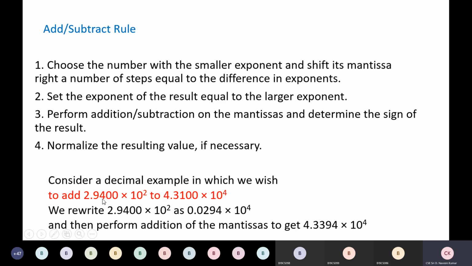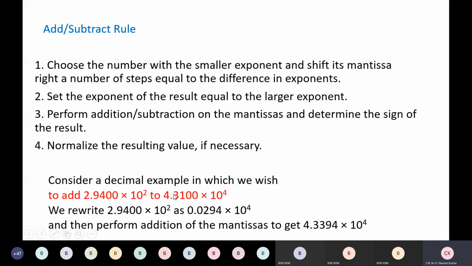So the given numbers are these 2 numbers: 2.9400 times 10 to the power 2, and this other number whose power is 4. We want to add these 2 numbers. If you want to add them, the exponents must be equal. This number's exponent is 2 and the other's exponent is 4. So exponents must be equal.